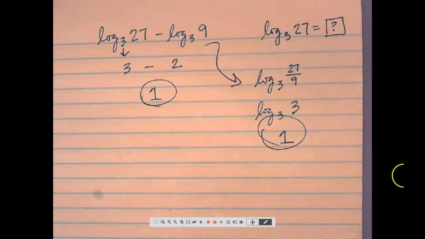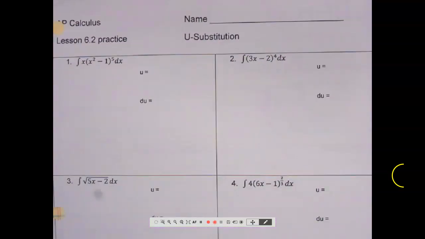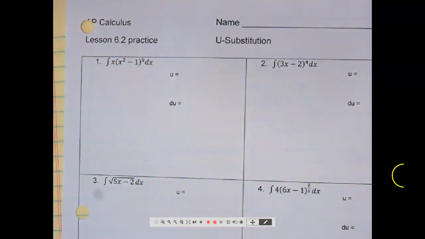Okie doke. All right, so you do have some problems in the textbook to tack on to that homework. And I have posted solutions on Google Classroom. So if you get stuck, consult those. But for right now, I want us to do a little practice with figuring out what u is. Okay, so while I'm handing these out, take a look at number 1.